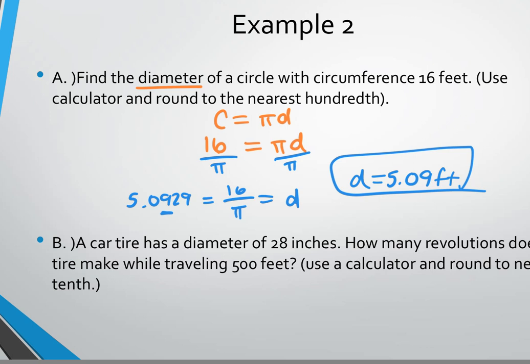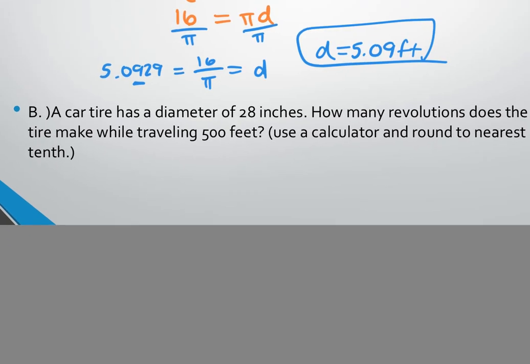Questions on that one? So are all these questions the exact same? No. Look at B. A car tire has a diameter of 28 inches. How many revolutions does the tire make while traveling 500 feet? What's a revolution? One full circle, right? So on a tire, which is obviously circular, one revolution is the same thing as one circumference, right? So I'm going to use the diameter to find the circumference of my wheel. So 28 pi would be the circumference, and that would be one complete revolution.